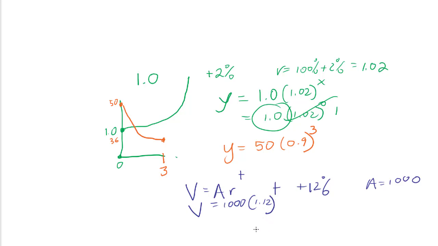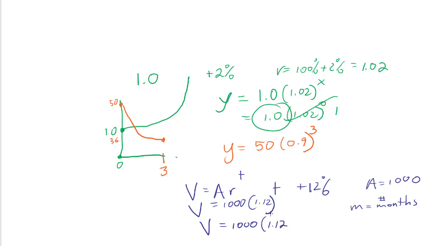And the question asks, what's the equivalent value based on m, where m equals the number of months rather than the number of years? What would that function look like? Well, some students might say, oh, 1.12, 12% is just 1% monthly. Let's change it to 1.01 factor. No, that's not correct.